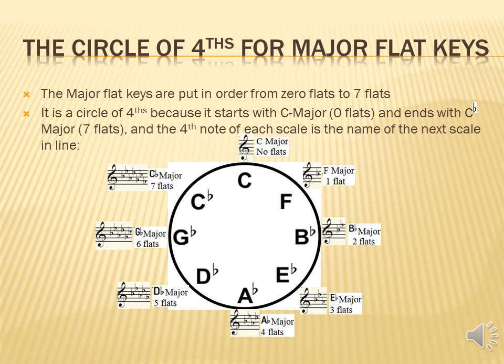C major has 0 flats. F major has 1 flat. B flat major has 2 flats. E flat major has 3 flats. A flat major has 4 flats. D flat major has 5 flats. G flat major has 6 flats, and C flat major has 7 flats.